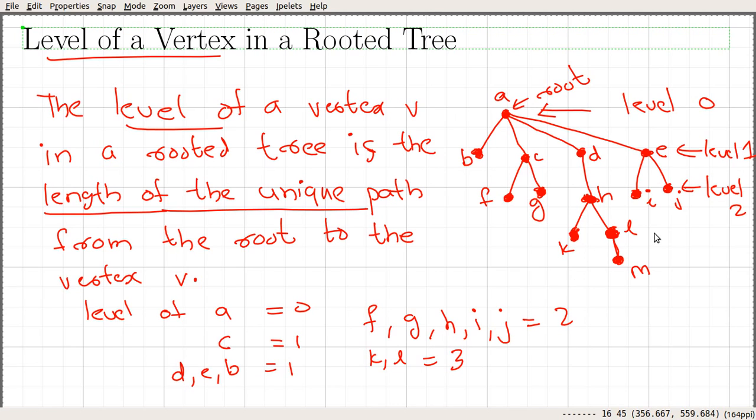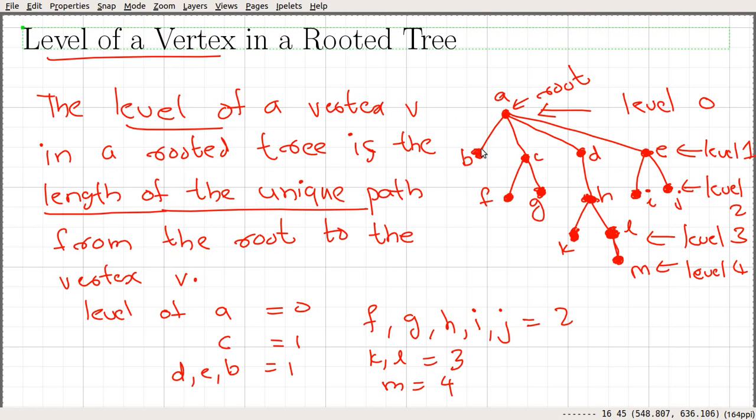Okay, and these two vertices are at level 3. If you consider this vertex M, the level of M is the length of the unique path from A to M, which is A, D, D, H, H, L and L, M. The length is 1, 2, 3, 4. So the level of M is 4. So this vertex is at level 4. That's the definition of the level of a particular vertex in a rooted tree.